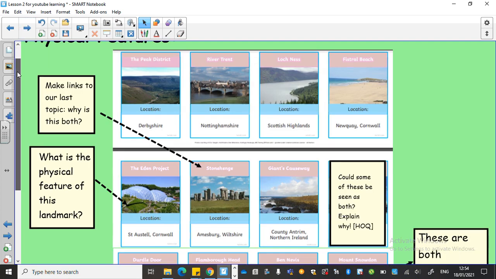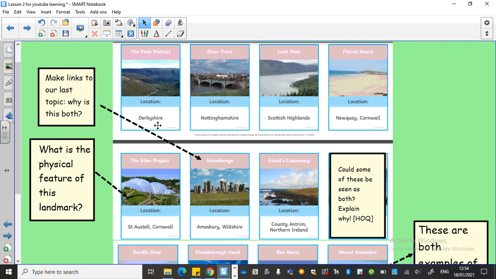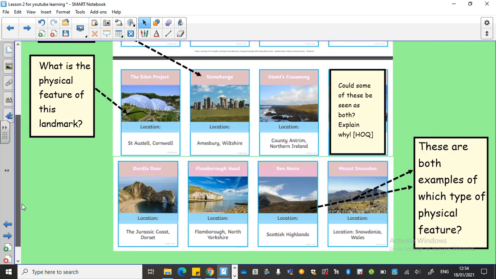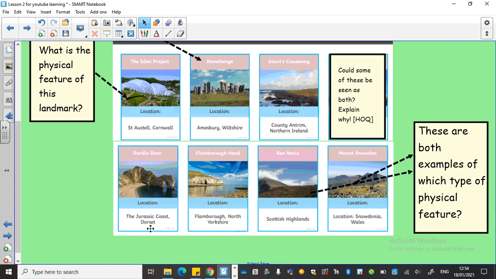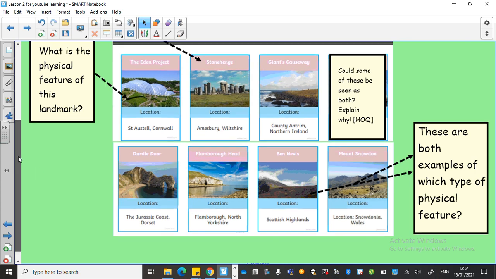Now our physical features, we've got the Peak District, which is in Derbyshire in England. We've got the River Trent in Nottinghamshire, Loch Ness in the Scottish Highlands, Fistral Beach, our very own in Newquay. We've got the Eden Project in St Austell, again our own county, Stonehenge in Wiltshire, Giant's Causeway, which is in County Antrim in Northern Ireland. We've got Durdle Door, which is up the coast in Dorset, Flamborough Head in North Yorkshire, Ben Nevis, which is the big mountain in the Scottish Highlands, and Mount Snowdon, which is in Snowdonia in Wales.